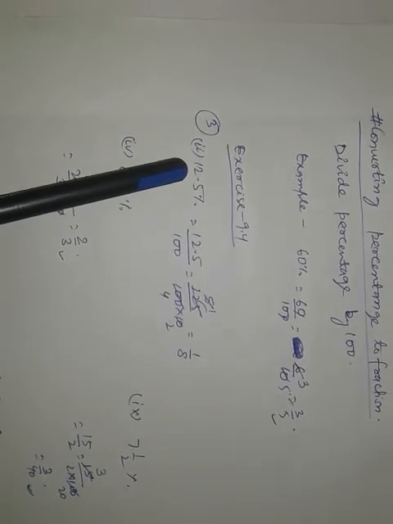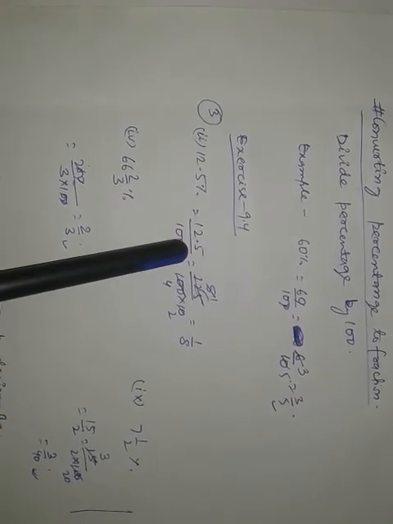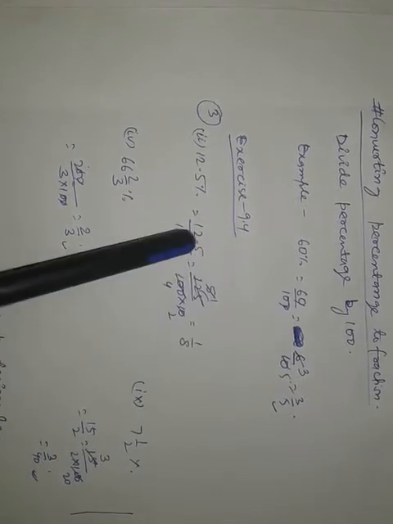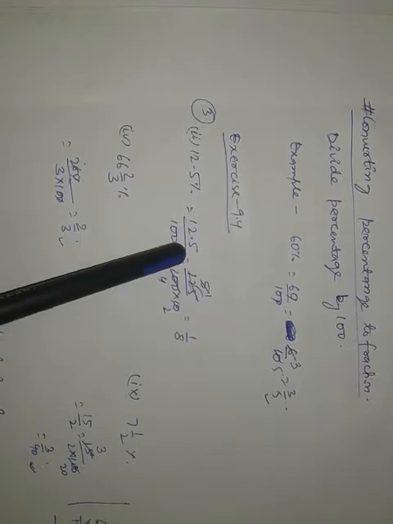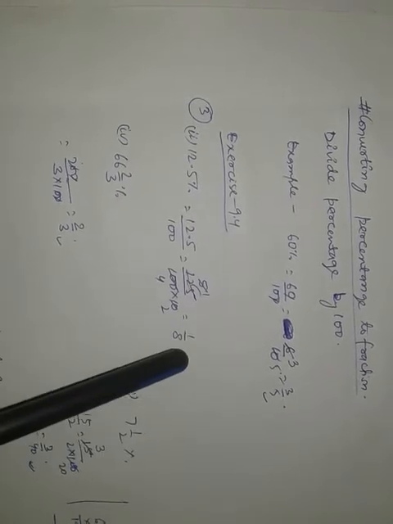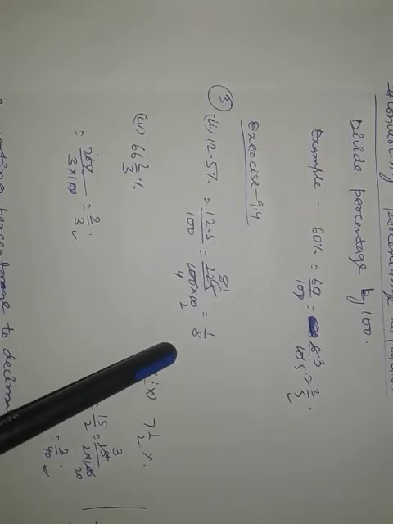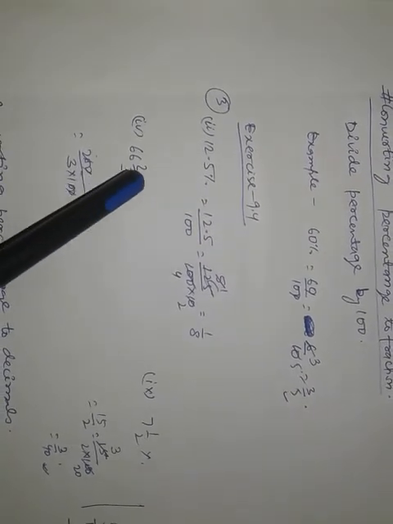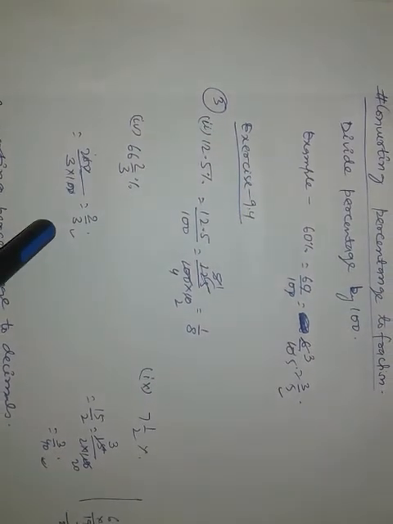Here also 12.5%, that is 12.5 by 100, we have divided by 100. Then we remove this decimal, and again we get here 1000, and now we cancel by the common factor. When we cancel it with the common factor, we get 1 by 8. Here also, this one is a mixed fraction to be changed to a fraction, and then we divide it by 100, and then we go ahead.